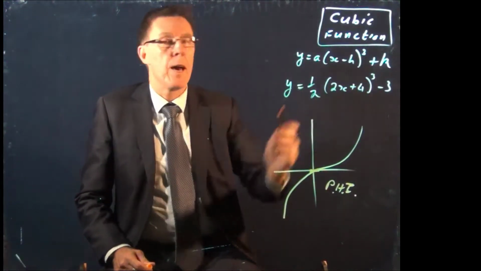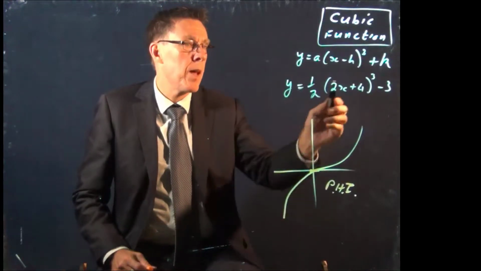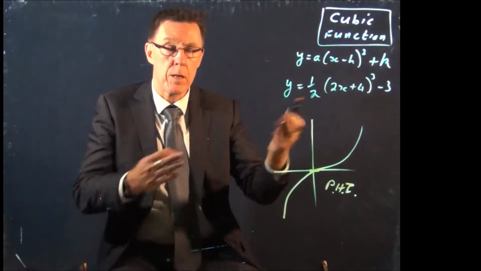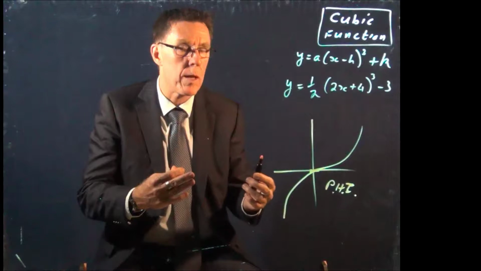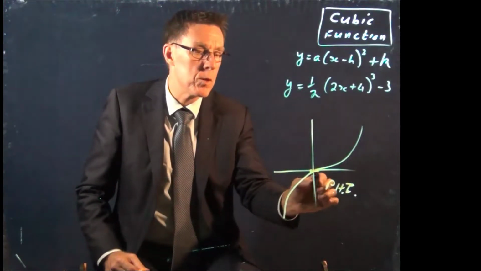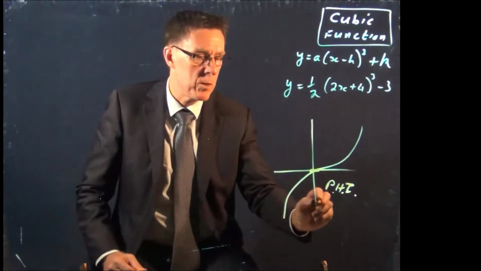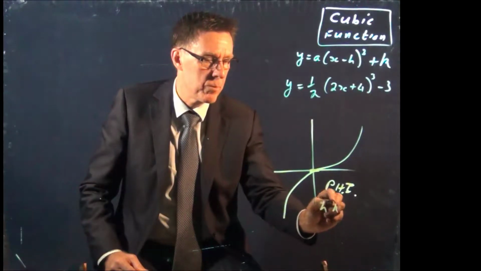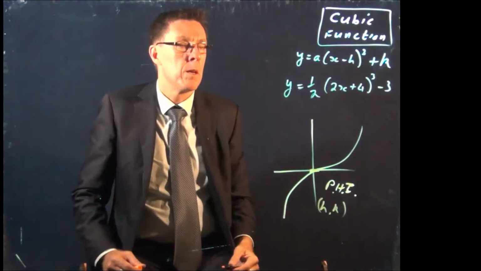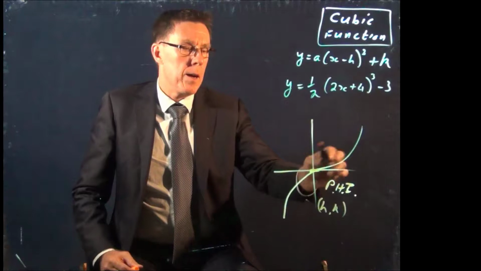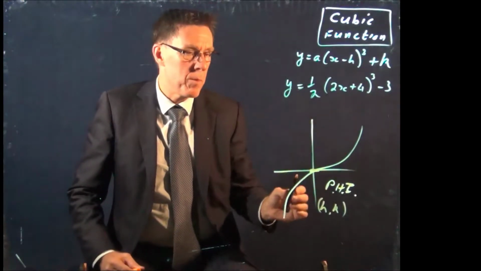Now the way a, h and k affect this, h and k are calculated exactly the same way as they were for the quadratic, and they give you the coordinates of this stationary point here. So it has a stationary point at (h, k). And then we'll work it out on this one in just a moment.